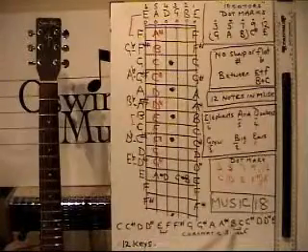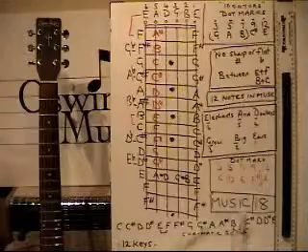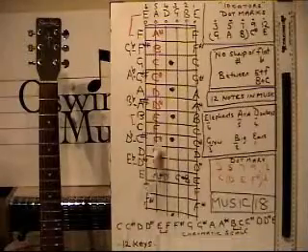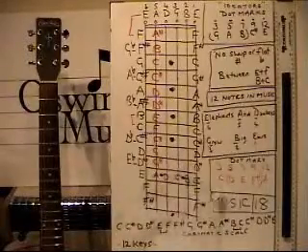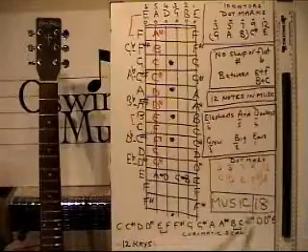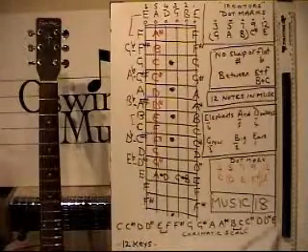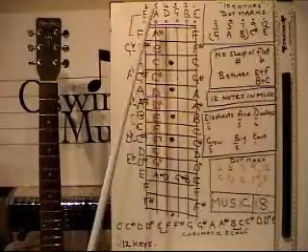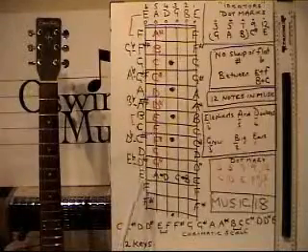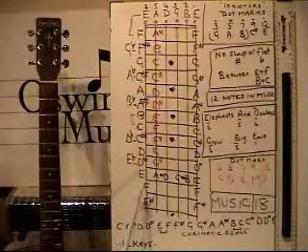B is on the 7th. C is on the 8th fret. C sharp is on the 9th. D is on the 10th. D sharp is on the 11th. And back to E, squeezed in there. So you can see it's basically the 12 note chromatic scale starting on E.